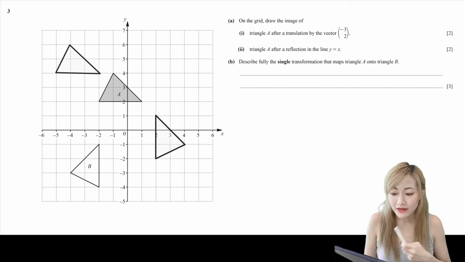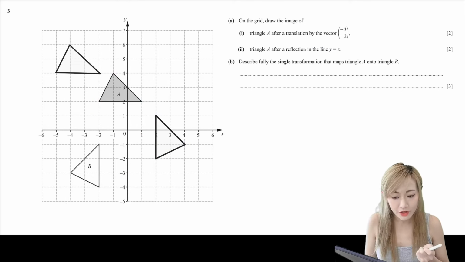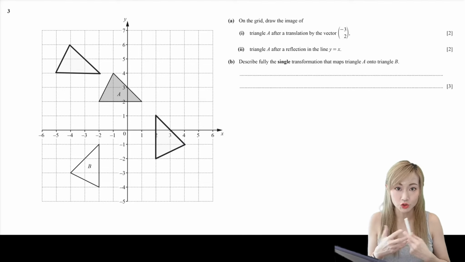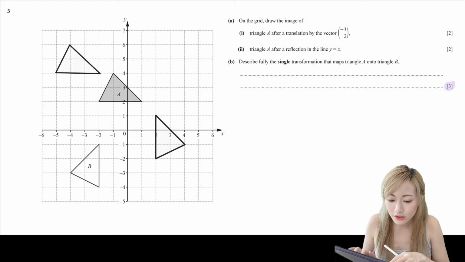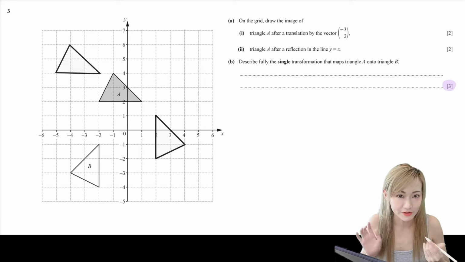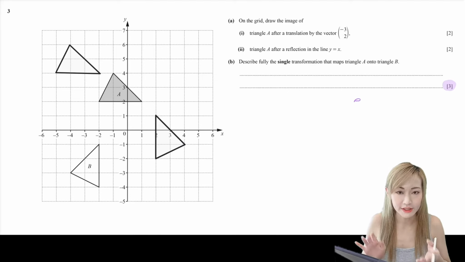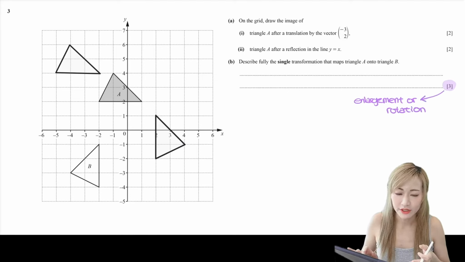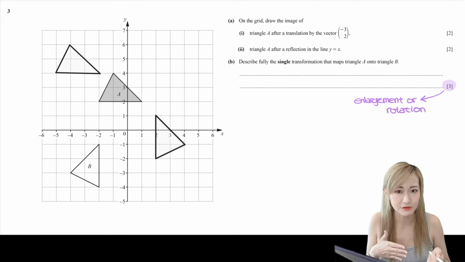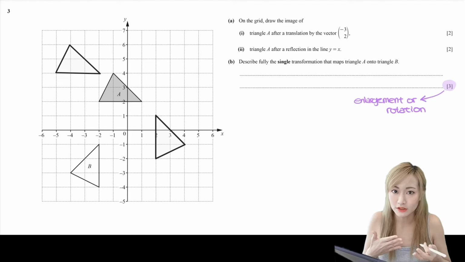B. Describe fully the single transformation that maps triangle A onto triangle B. So for these describe-the-transformation questions, you can look at the number of marks as a clue as to what the transformation is. If it's 3 marks, it's enlargement or rotation. And if it's 2 marks, it's reflection or translation, because when you describe a reflection or a translation, you give less information. So they will give you more marks for giving more information.